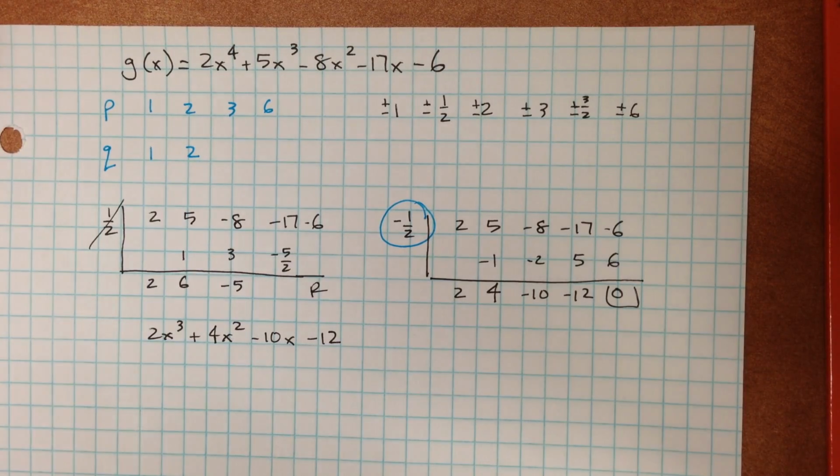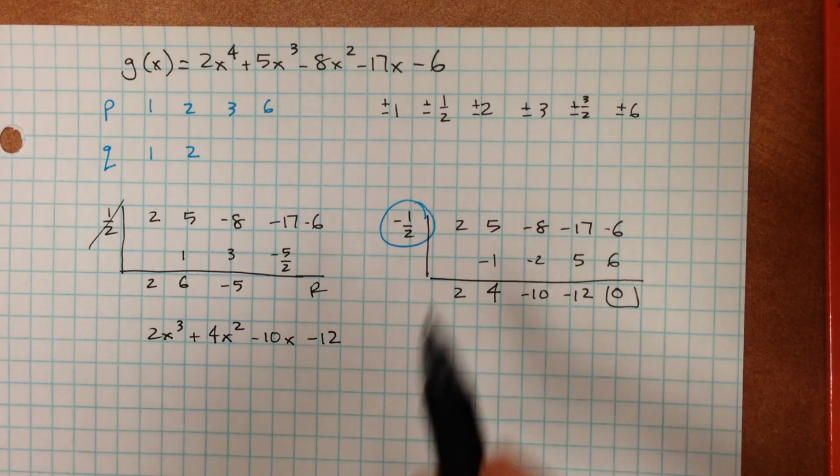Well, now we have been brought down a single degree. We are now dealing with 2x cubed plus 4x squared minus 10x minus 12. Now we are doing p over q again. We are going to continue on our little path here. We could factor a 2 out of this to make it a little bit more streamlined, to make our numbers smaller. Won't really matter either way though.